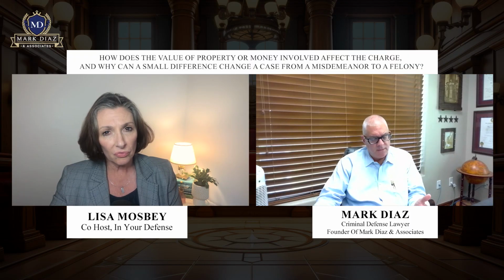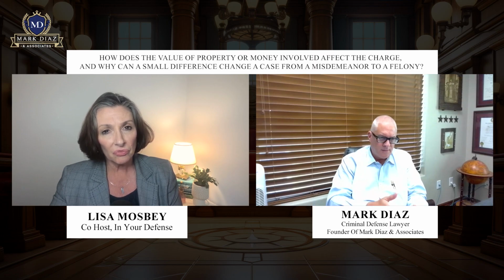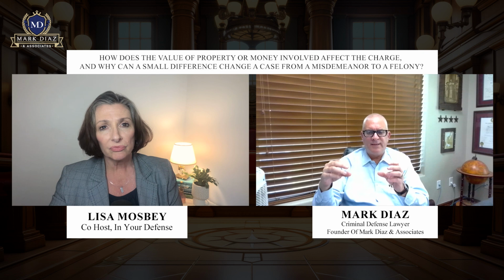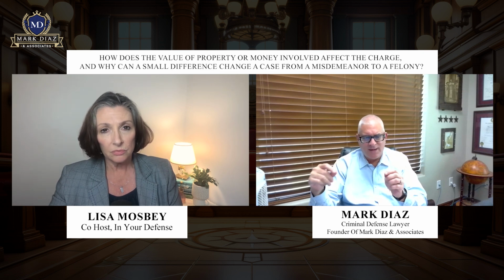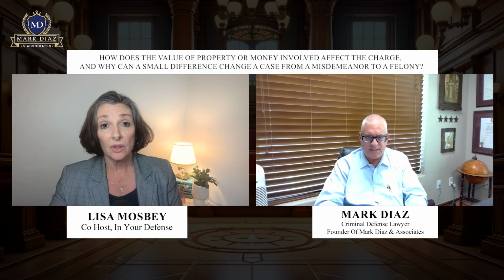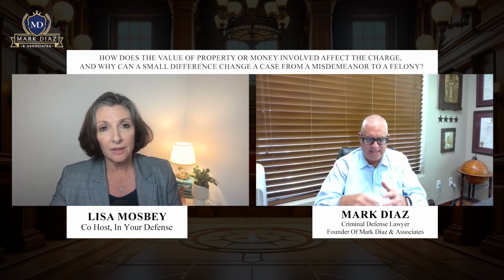And Mark, one of the first things prosecutors look at is the value of the property or the money involved. You mentioned that. How does value influence the charge, and why can a small difference change a misdemeanor into a felony? Again, it just goes back to the dollar amount. Each level of charge, be it a C misdemeanor, a B misdemeanor, an A misdemeanor, or any of the felony charges, has a dollar amount. The dollar amount is the dollar amount, right? It's not like within $100. If you're over this threshold, even by $10, you're going to go up to the next level. So the dollar amount is key in all of these.